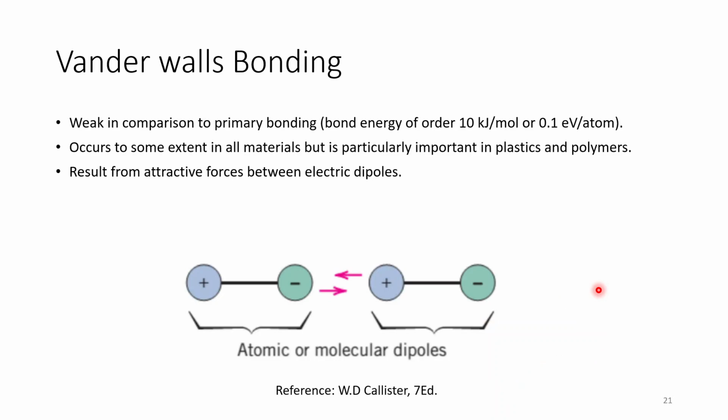Next is van der Waals bonding. It is weak in comparison to primary bonding. Bond energy is of the order of 10 kilojoule per mole or 0.1 electron volt per atom, and it occurs to some extent in all materials but is particularly important in plastics and polymers, and it results from attractive forces between electric dipoles.